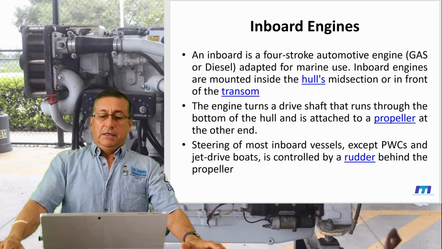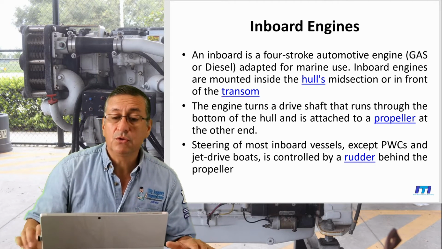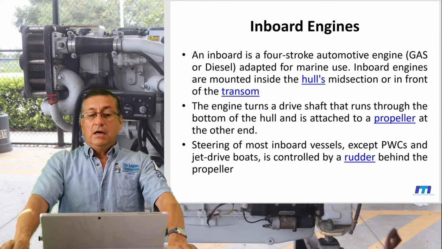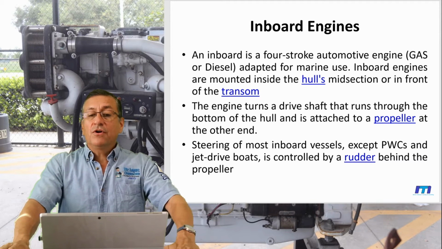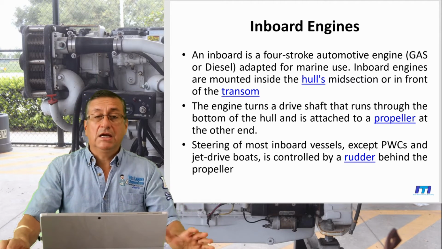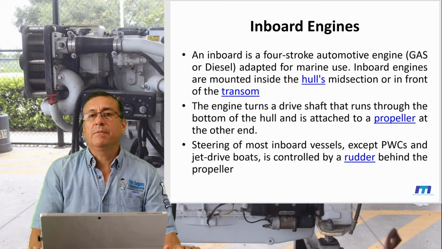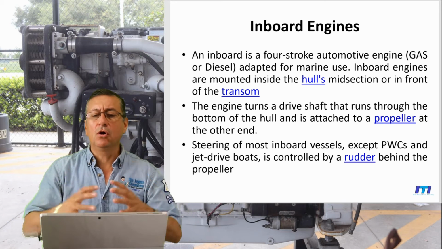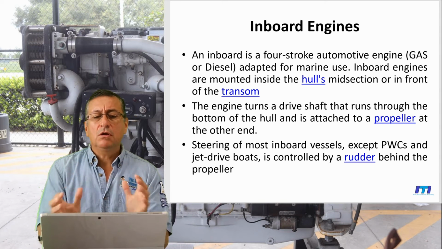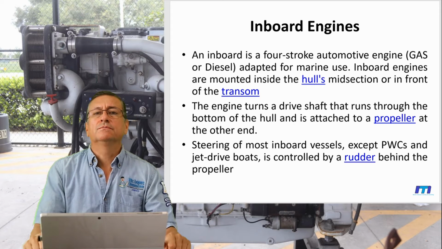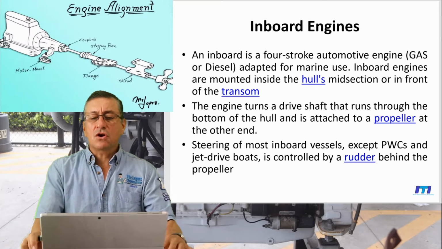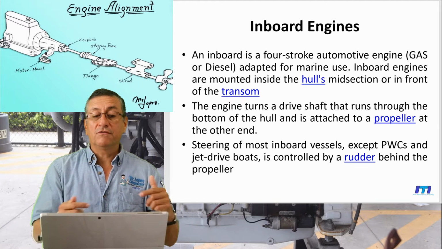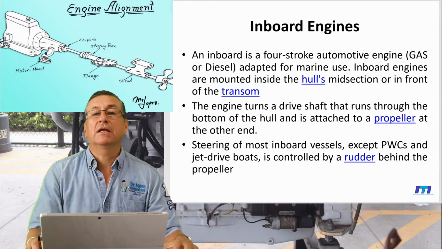All right. Now we are going to continue with the definition of inboard engines. An inboard engine is a 4-stroke automotive engine, gas or diesel, adapted for marine application. The inboard engines normally are mounted inside of the hull, normally in the middle or in front of the transom. The engine turns and drives the shaft that runs through the bottom of the hull and is attached to the propeller at the other end.